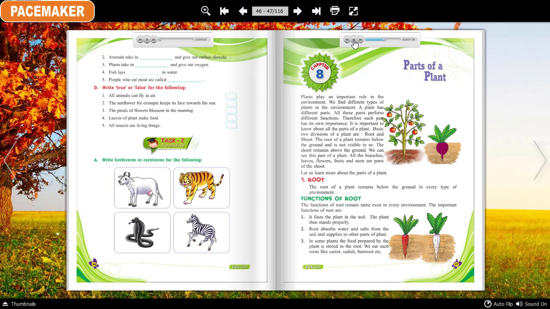1. Root. The root of a plant remains below the ground in every type of environment. Functions of root. The functions of root remain the same even in every environment. The important functions of root are: 1. It fixes the plant in the soil. The plant thus stands properly. 2. Root absorbs water and salts from the soil and supplies them to other parts of the plant. 3. In some plants, the food prepared by the plant is stored in the root. We eat such roots like carrot, radish, beetroot, etc.